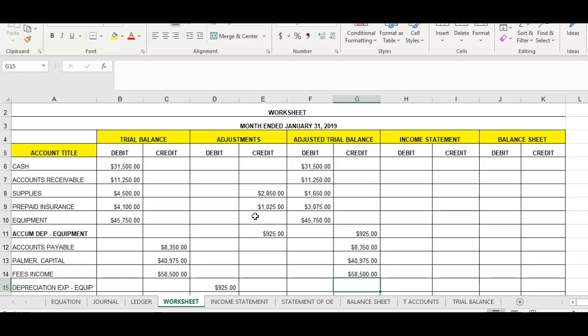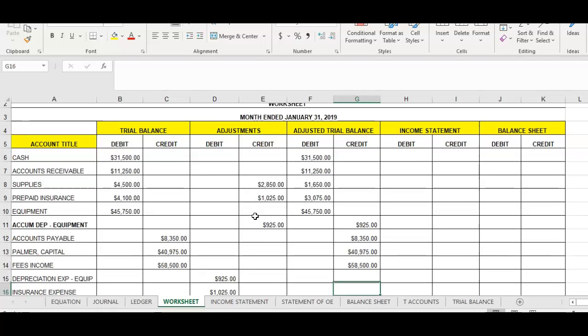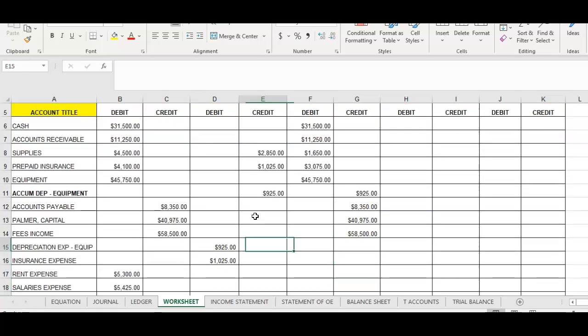So again, if there's not an adjustment, we just take the amount from the trial balance, bring it over to the adjusted trial balance. Now, next we have our expenses. First, depreciation. Initially, the amount was zero, but then the account was debited for $925. Therefore, the new balance will be $925 shown on the debit side. The same holds true for insurance expense. Initially, the amount was zero. It was adjusted, a debit of $1,025. So $1,025 would be the new balance for the insurance expense account.